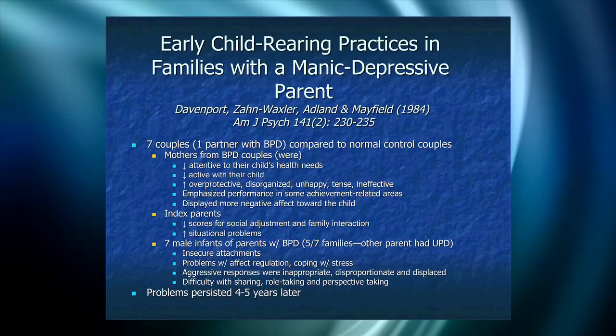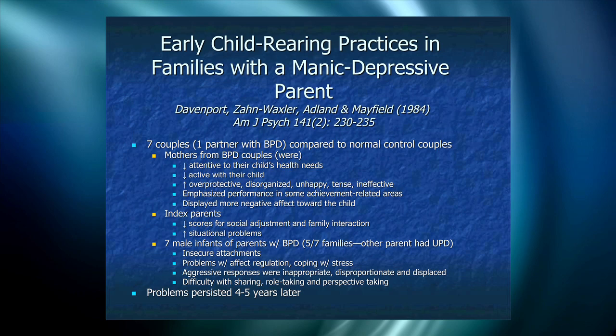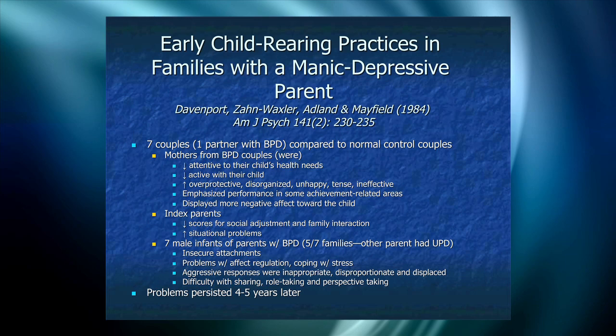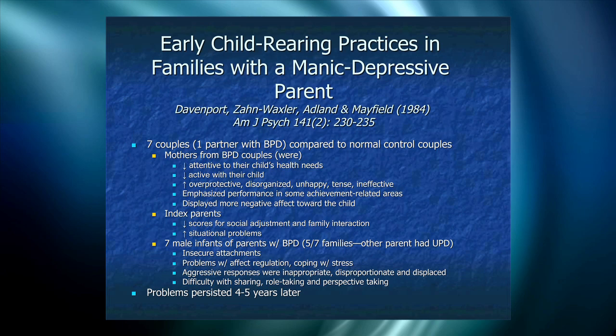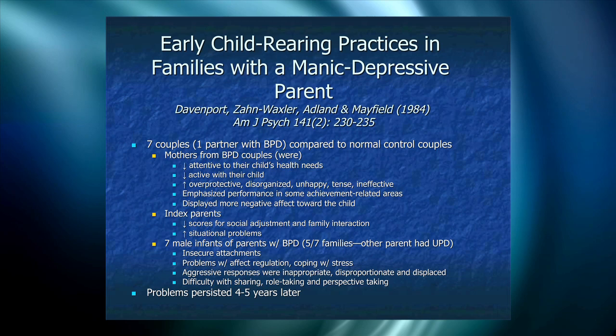So the mothers from the bipolar disorder couples were less attentive to their children's health needs, and these were, you know, little tiny children, less active with their child, more overprotective, disorganized, unhappy, tense, and ineffective, and they emphasized performance in some achievement-related areas, and displayed more negative affect toward the child. These are not good things. The index parent had lower scores for social adjustment and family interaction, and more situational problems.